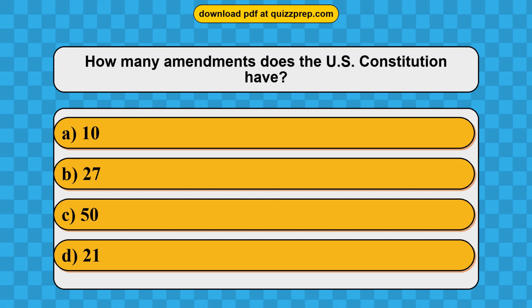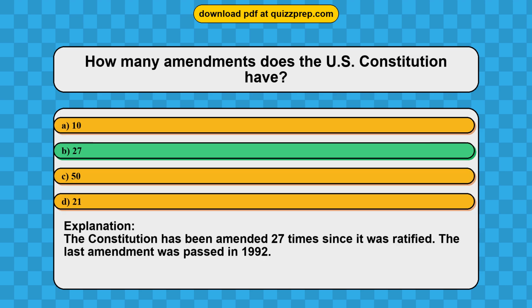Question 53. How many amendments does the U.S. Constitution have? Option A. 10. Option B. 27. Option C. 50. Option D. 21. The correct answer is option B. 27. The Constitution has been amended 27 times since it was ratified. The last amendment was passed in 1992.